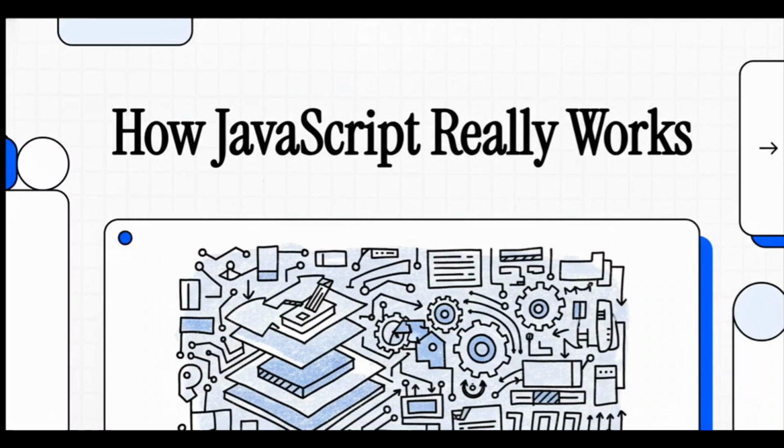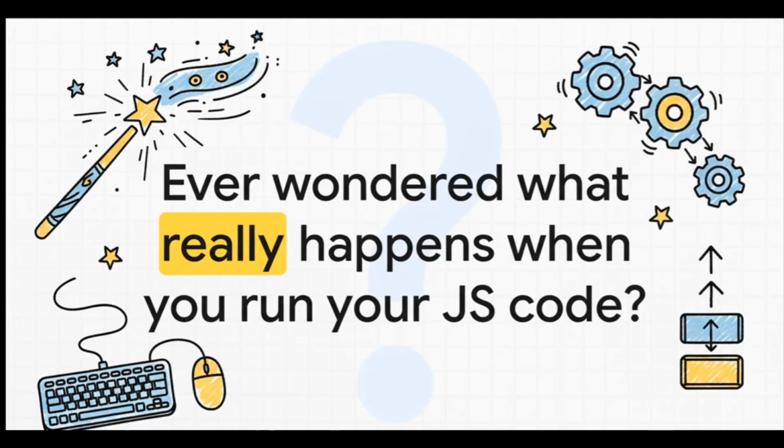Welcome to the Explainer. Today, we're going to peel back the layers on JavaScript to really see what's happening under the hood when you run your code. It kind of feels like magic, doesn't it? You write some code, you hit run, and stuff just happens. But it's not magic at all. There's a super logical, almost beautiful process happening behind the scenes, and we're going to break it all down.